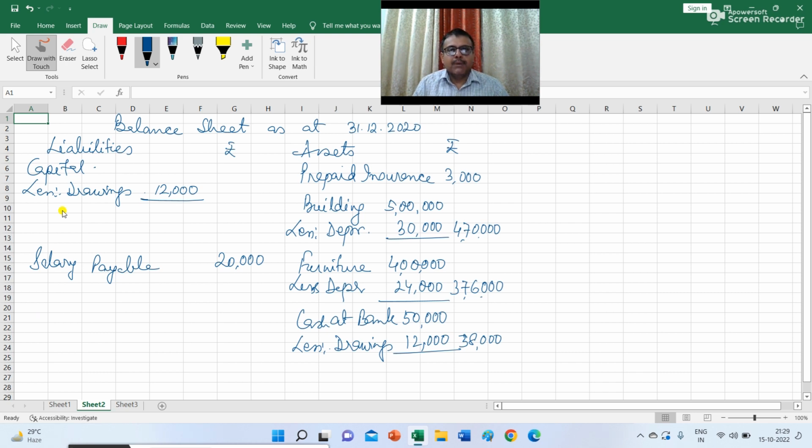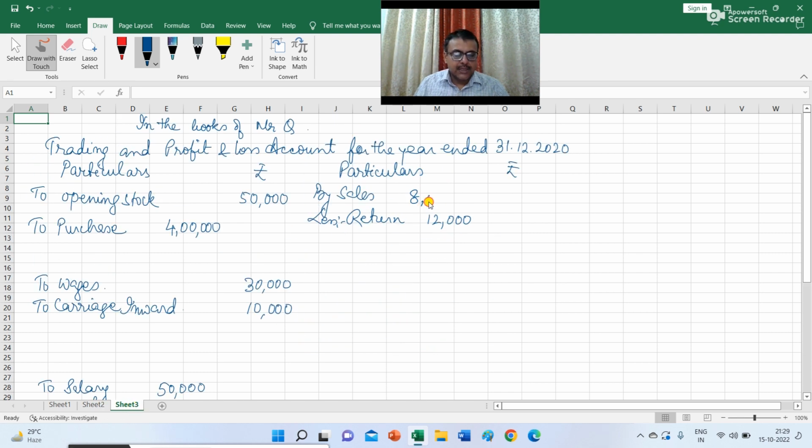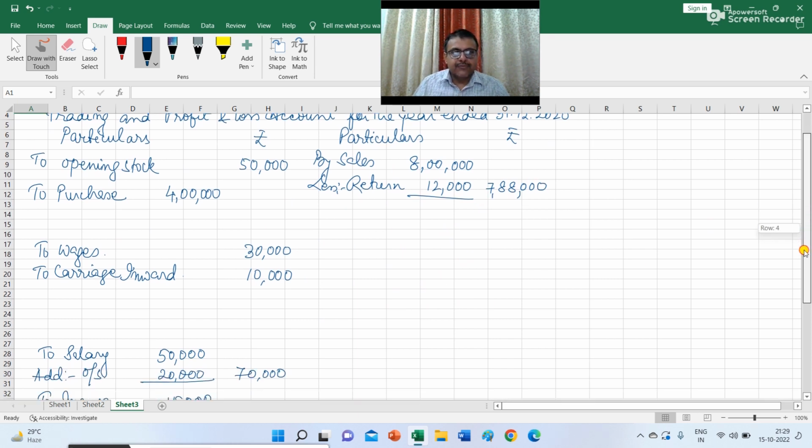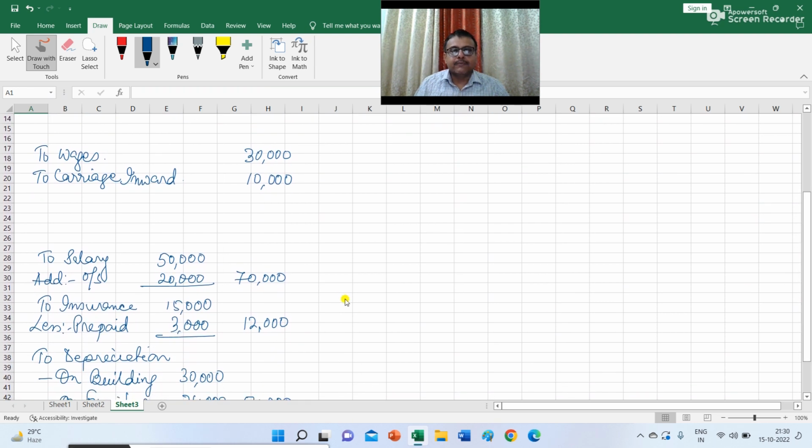Now we are coming to the credit side of the trial balance, and the first figure given is regarding sales. So sales will be recorded in the trading account and the amount is rupees 8 lakh. So there is a return of 12,000. So safely you can write in the outer column 7,88,000. Next is the discount received. So discount received is a part of your PL account, and I am writing here by discount received. And the amount is 10,000.